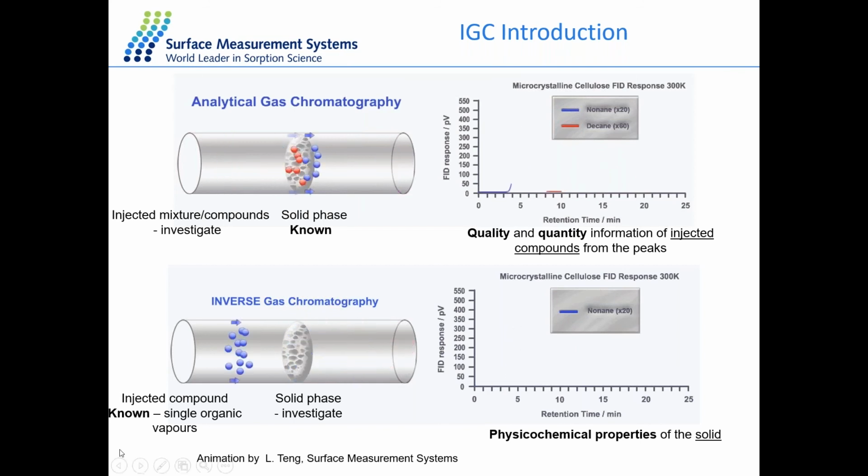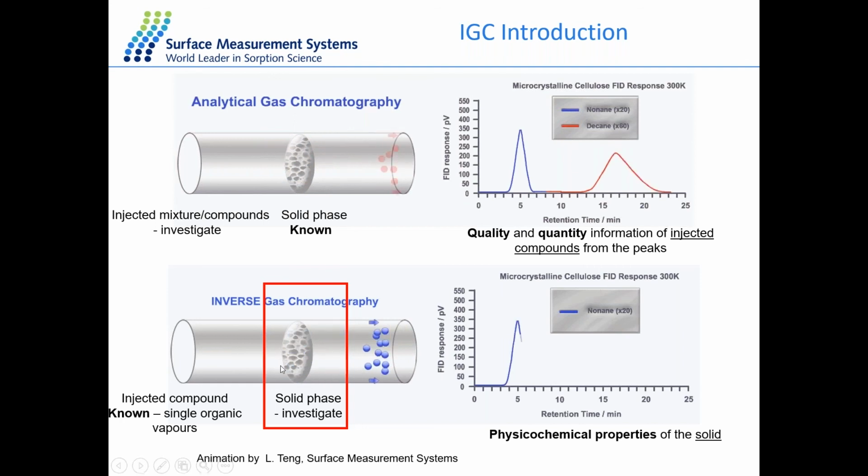So we pack the sample of interest into the column. And what we do is we inject a series of different organic vapors at different concentrations to determine different energy sites on the surface from the retention volume and retention time of this peak. Then we can calculate the surface properties of the solid compound inside the column.